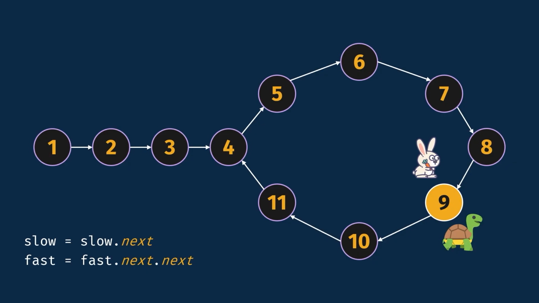And there it is, the moment of collision. Both pointers are now on the same node. This confirms the presence of a cycle in the linked list.